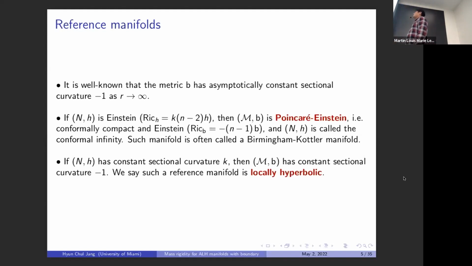And if the slice metric has constant sectional curvature k, as I said, we're fixing k as the curvature of the slice, then the reference manifold has constant sectional curvature negative one, and we say such a reference manifold is locally hyperbolic. Right, so those are the reference manifolds we're going to consider.